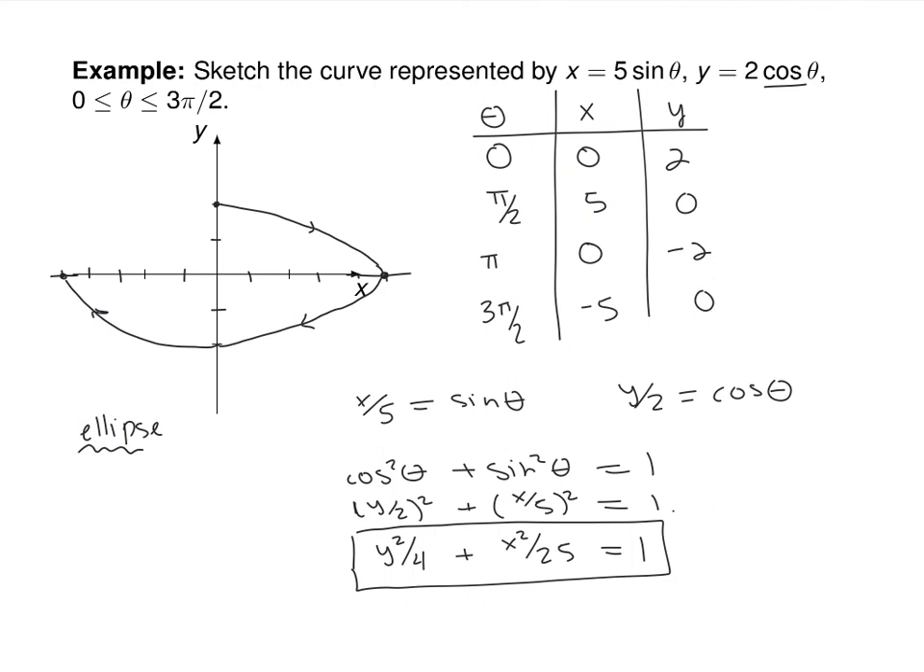I'm not going to worry too much about domain restrictions here because it's a bit tricky to do this right. You could say it's sort of 3/4 of this ellipse, but the picture describes how much of it that you have, so that's totally enough.